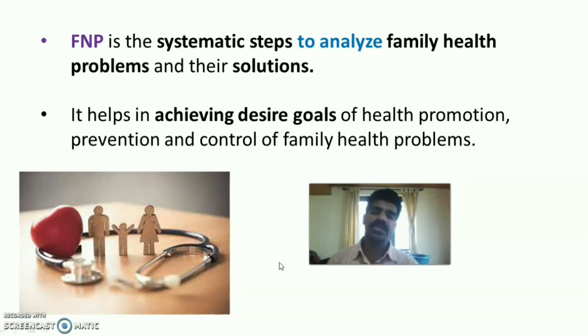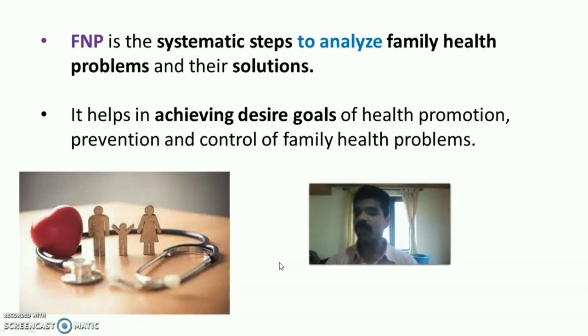Family nursing process is the systematic steps to analyze family health problems and their solutions. So it is a systematic, scientific approach to understand the various health problems of the family members and to render services to solve such problems or needs of the family. Thus, the family nursing process is the systematic steps to analyze family health problems or needs and to find their solution.